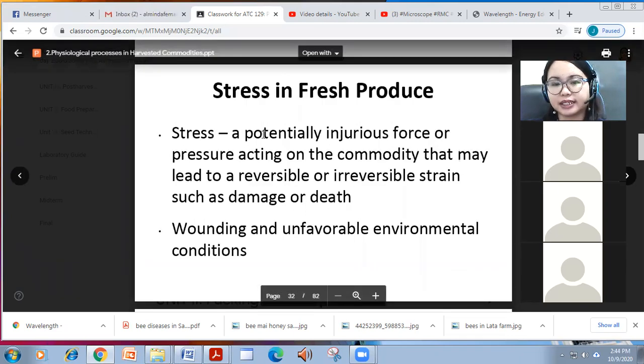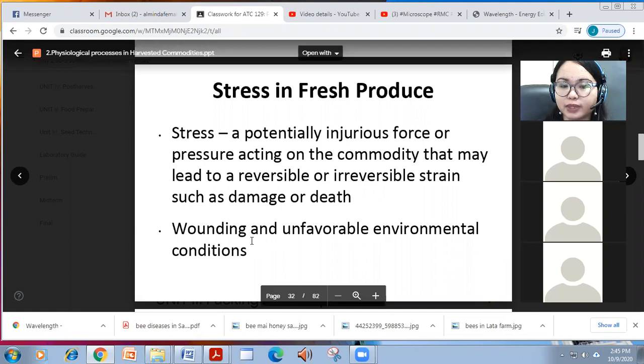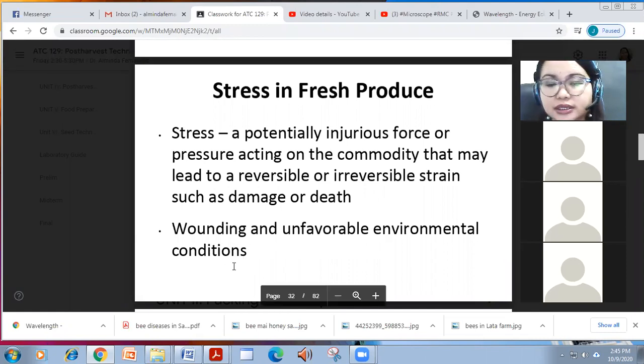So, stress in fresh produce. So, what is stress? So, not only people or humans can be stressed, but also our commodities. A potentially injurious force or pressure acting on the commodity that may lead to reversible or irreversible strain such as damage or death. So, that could be wounding or unfavorable environmental conditions. So, in that way, there are a lot of ways wherein the commodities are stressed.